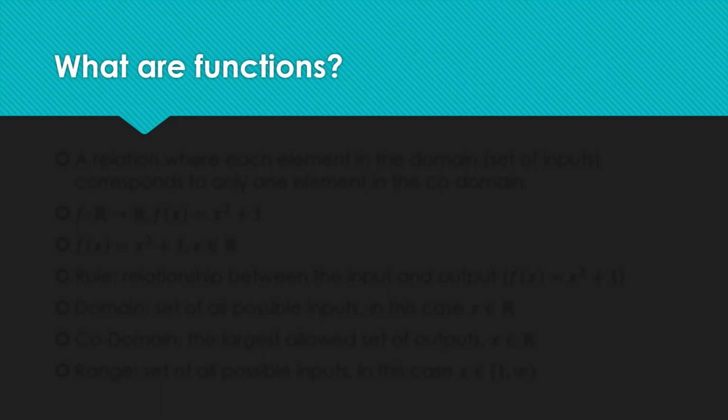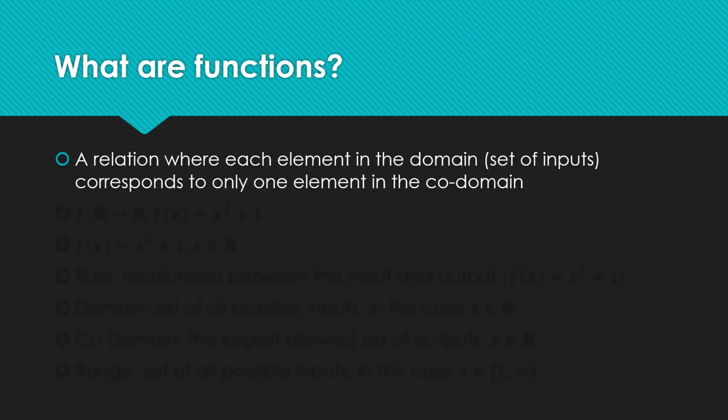Firstly, what is a function? Well, a function is a special type of relation where each element in the domain, which is the set of all possible inputs, corresponds to only one element in the codomain, the largest allowed set of outputs. So these are two ways that I can show the function f of x equals x squared plus 1. But what does this mean?